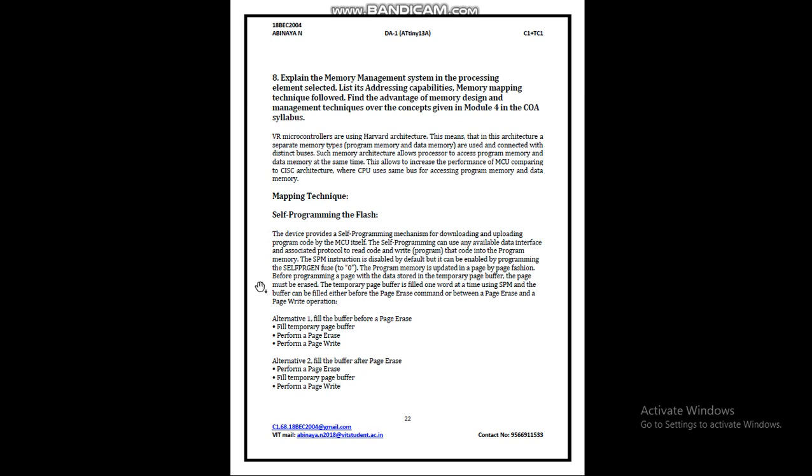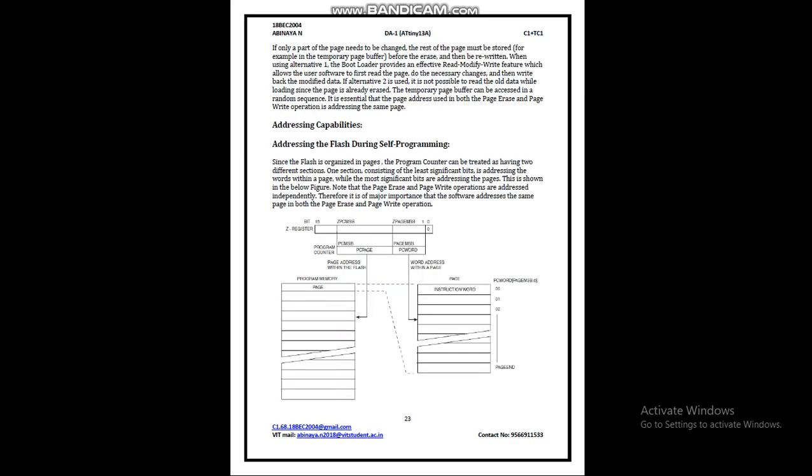Before programming a page with the data stored in the temporary page buffer, the page must be erased. The temporary page buffer is filled one word at a time using SPM, and the buffer can be filled either before the page erase command or between a page erase and a page write operation.